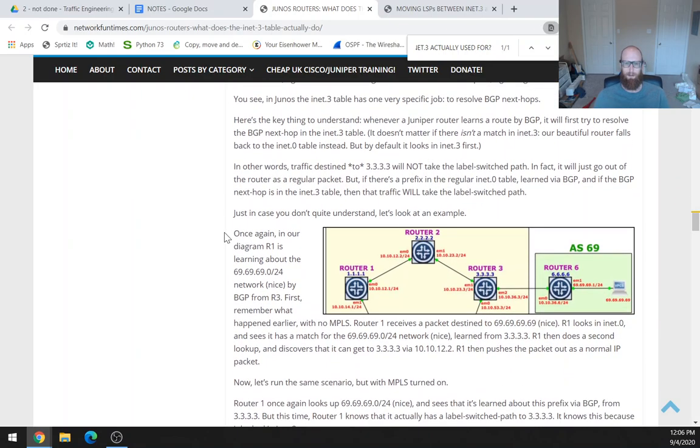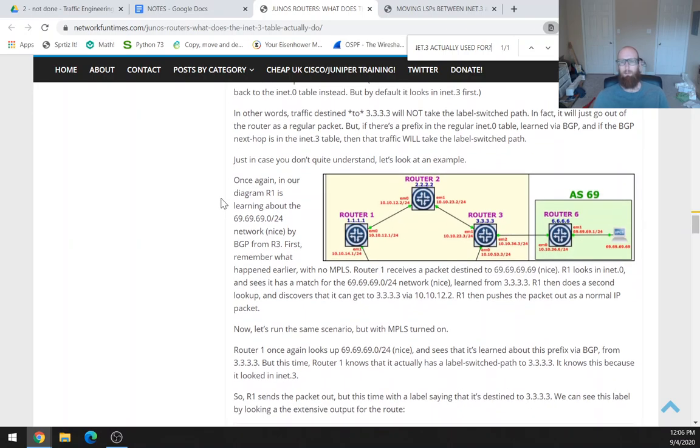In other words, traffic destined to 3.3.3.3 will not take the label switch path. In fact, it will just go out of the router as a regular packet. But if there's a prefix in the regular inet.0 path learned via BGP, and if the BGP next hop is in the inet.3 table, then that will take the label switch path. Just in case you don't quite understand, let's look at an example.